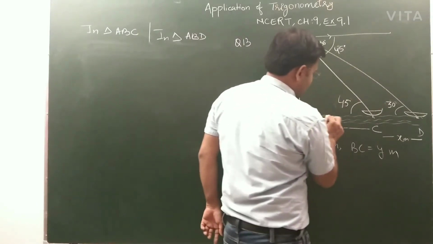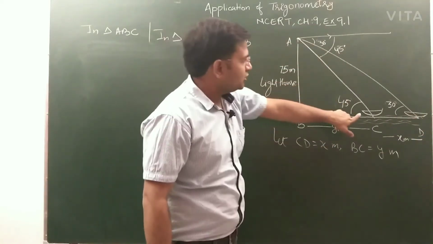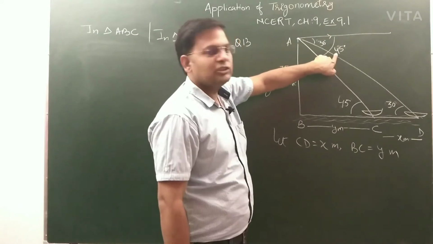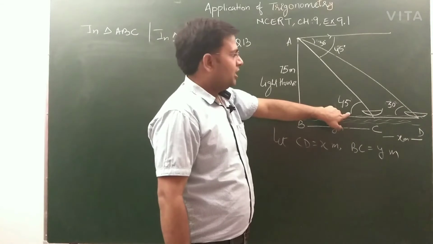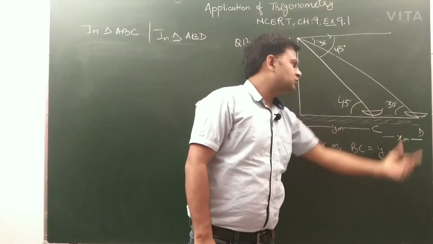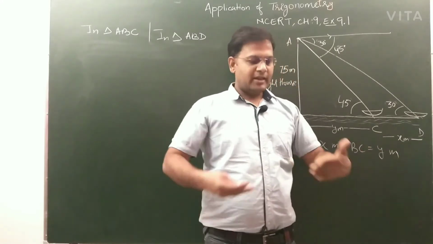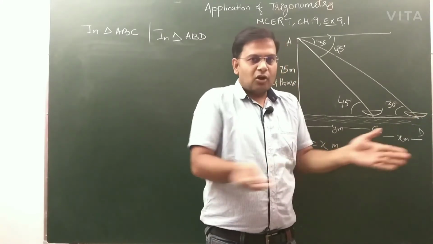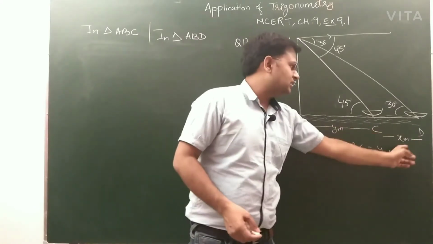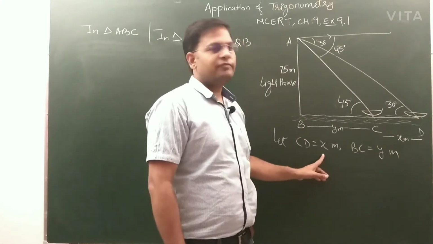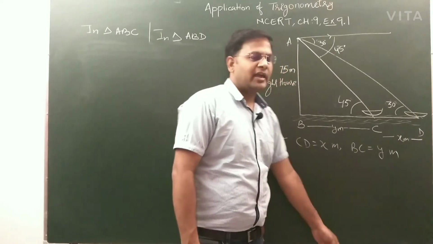We can make a straight line like this, and for the second ship, the angle of depression is 45 degrees. So this will become 45 degrees. Now we have to find the distance between these two ships at point C and at point D, and they are in the same direction. The directions are not different. So we assume CD as X meters, and we are looking for this value of X, and this BC is also unknown, so we take it as Y.